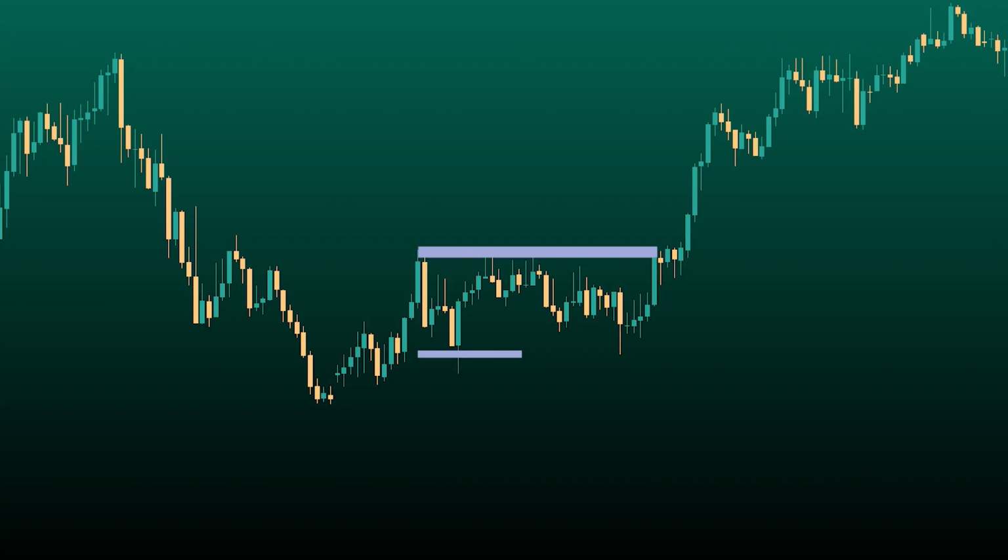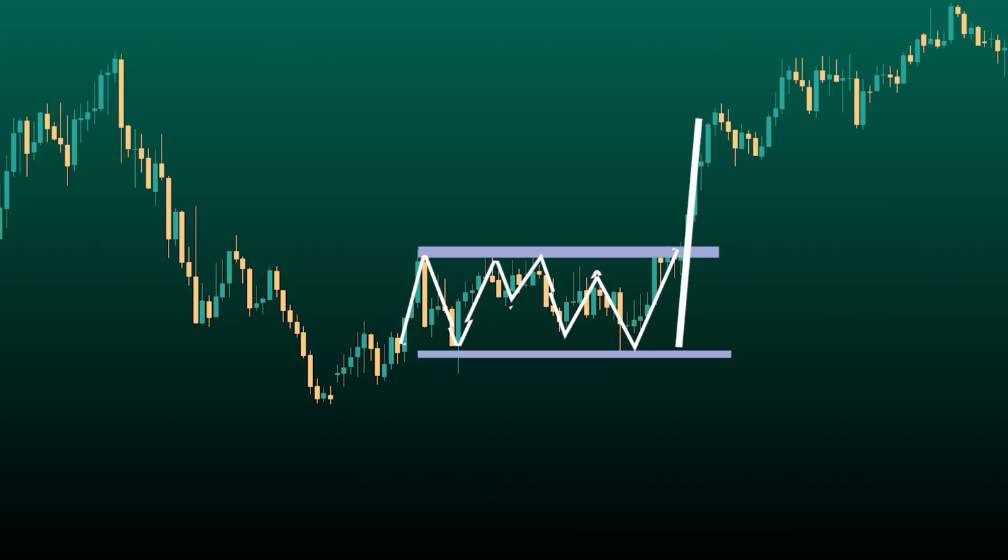Breakouts. The biggest moves in the market happen when price breaks out of a range. Breakouts occur when price has been consolidating and then suddenly moves with a strong momentum in one direction. This usually means that buyers or sellers have taken control of the market. The longer the consolidation, the stronger the breakout can be.